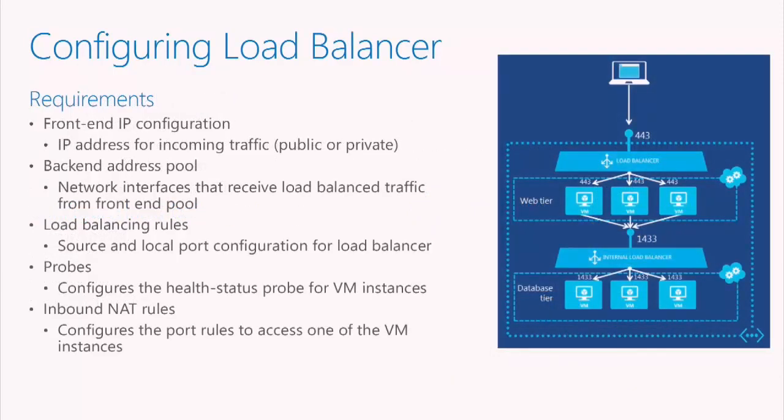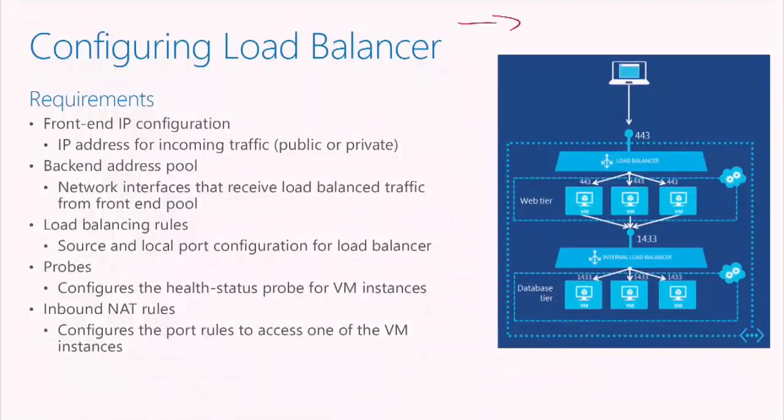What are the requirements for a load balancer? You obviously need a front-end IP configuration, a public IP or a private IP. You need a back-end address pool. So where is the back-end traffic going to go? It's going to come into one IP address, and then it's going to go out, load balanced to multiple IP addresses. You need rules for load balancing, which ports get load balanced and which do not. You need probes, which we briefly talked about. And you also need inbound NAT rules. A load balancing rule distributes the traffic. A NAT rule sends the traffic to a specific instance behind the load balancer.